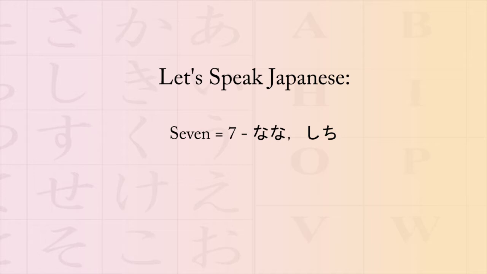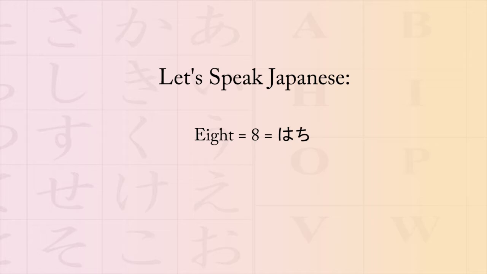So again, for the letters, the word nana uses the letter na twice. So na, or faster nana. And for the word shichi, you would use the Japanese letter shi from the column sashisuseso, and chi from the column tachitsuteto. And so if you put it together, you get shi-chi, or faster, shichi.